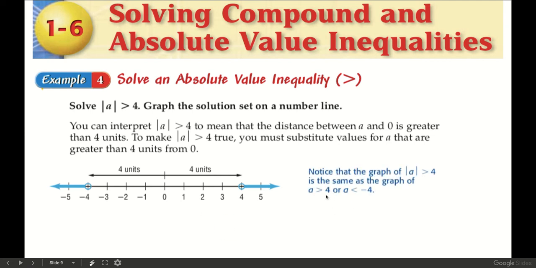So again, notice that now it shows the or of that or compound inequality, where values of a are greater than 4 and values of a are also less than -4, right? It is the union of those two inequalities.